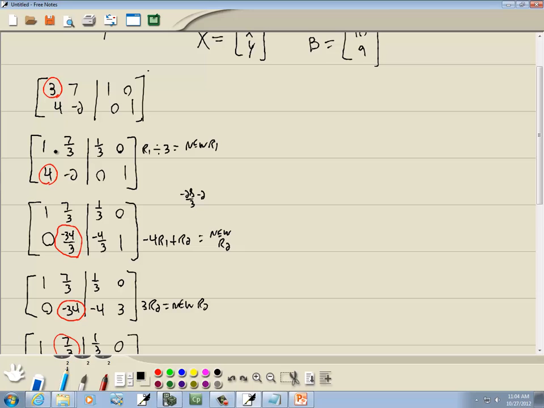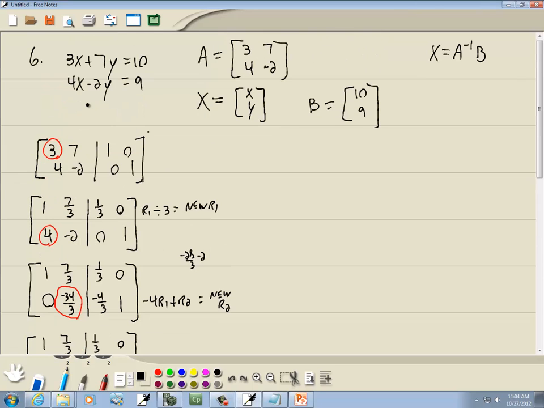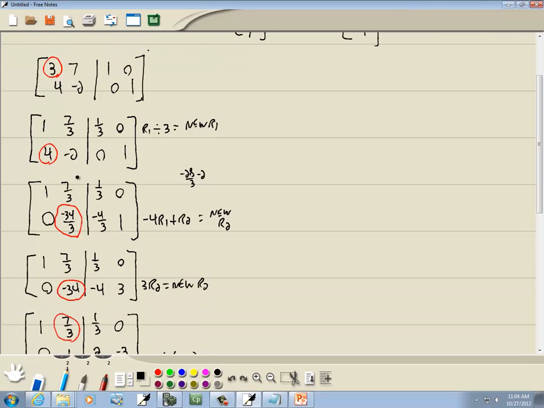Divide everything by 3. Well, first, let me make sure I wrote it down correctly. 3, 7, 4, negative 2. Divide everything by 3. So I get 7/3, 1/3, 0. Okay, that looks good. Okay, need a 0 here, so multiply everything by negative 4. Negative 4 times 1 plus that is 0. That's negative 28/3 and negative 2. Negative 28/3 and negative 2 gives us negative 6, negative 34/3. That's correct.